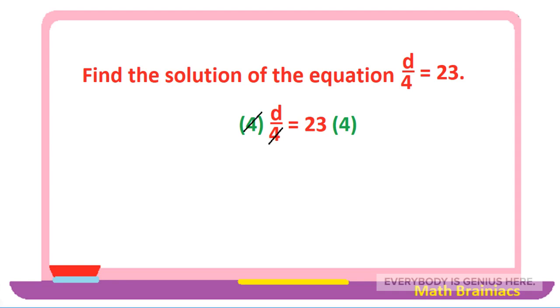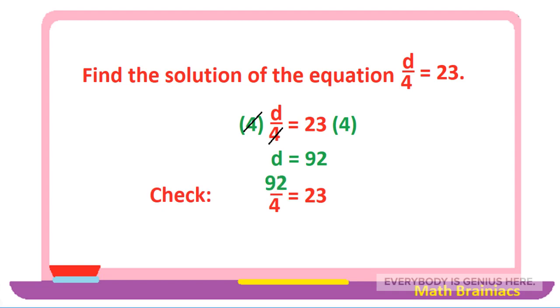And we can cancel out the 4 on the left side of the equation, giving us 23 times 4. Accordingly, b is equal to 92. Let us rewrite the equation again so that we can check if our solution is correct. Accordingly, b over 4 is equal to 23.